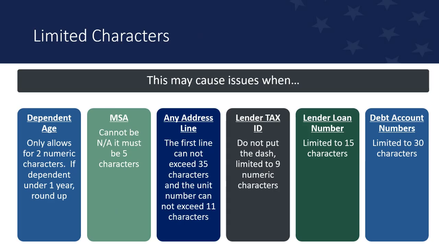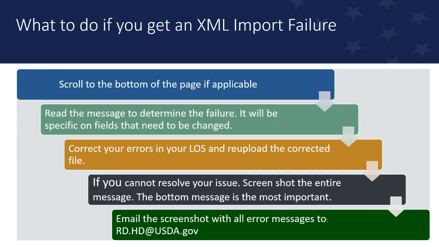For all address lines, the first line is limited to 35 characters on each line and 11 characters for the unit number. The lender and/or TPO tax ID number are not auto-populated and they are limited to 9 characters. Therefore, do not include the dash. The lender loan number cannot exceed 15 characters, and liability account numbers cannot exceed 30 characters.